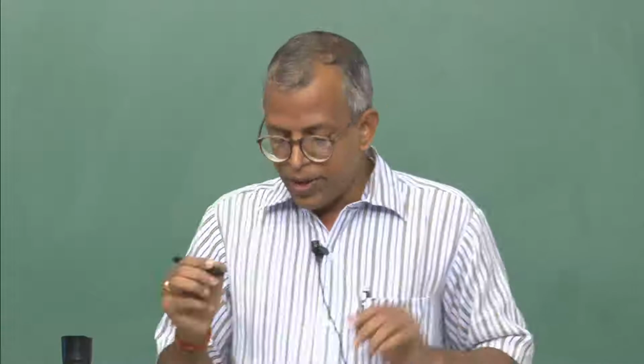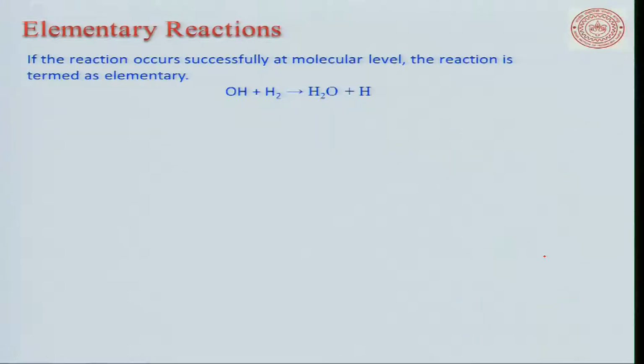Okay. So, let us now get into elementary reactions. If a reaction occurs successfully at a molecular level, the reaction is termed elementary. In this example, OH is reacting with a hydrogen molecule, going to water and H, right. Water is a stable molecule, hydrogen is also a stable molecule. What about OH? Is it stable?